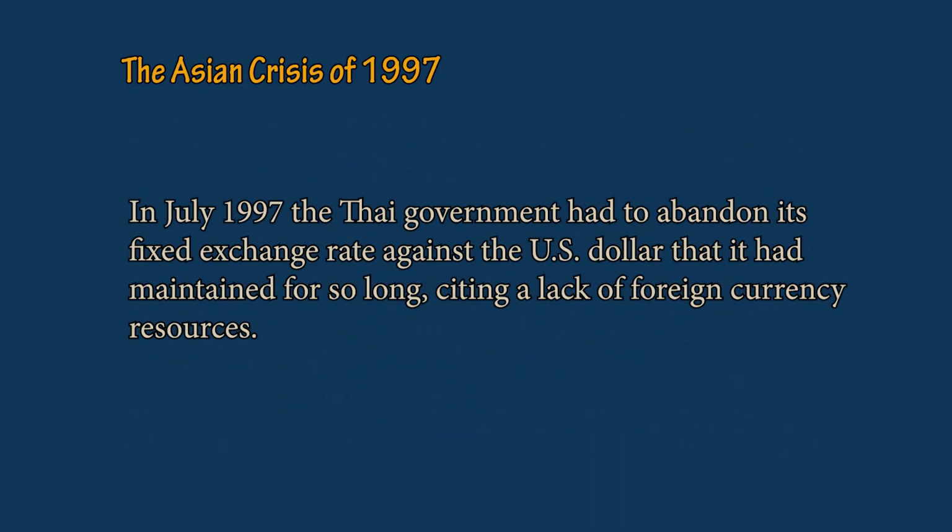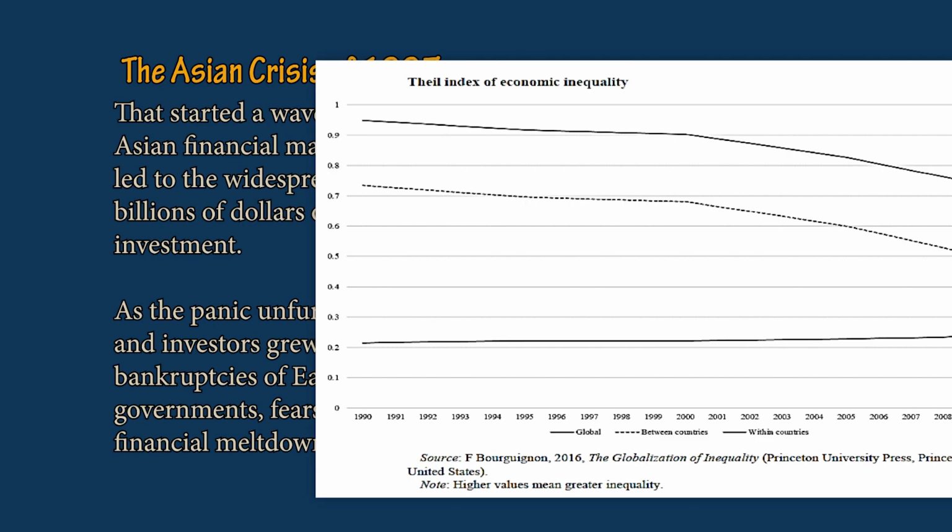What happens? Thailand does something in July 1997. It announces that it will not follow the fixed exchange rate against the United States dollar that it had been following. This started a new process. It started a wave of panic across the Asian countries' financial markets, and quickly it led to the widespread reversal of billions of dollars of foreign investment.